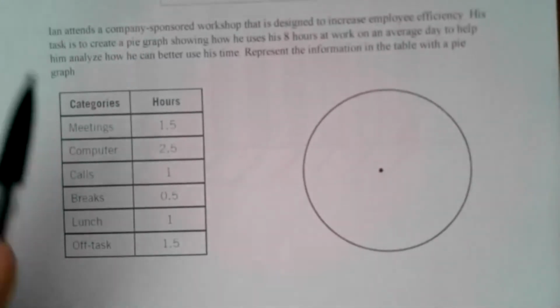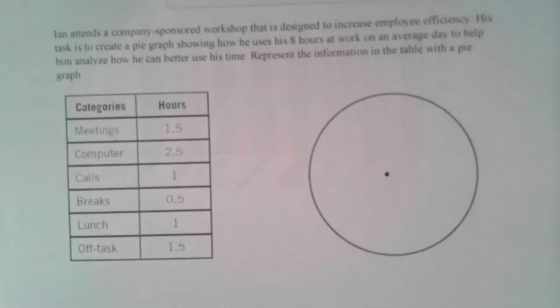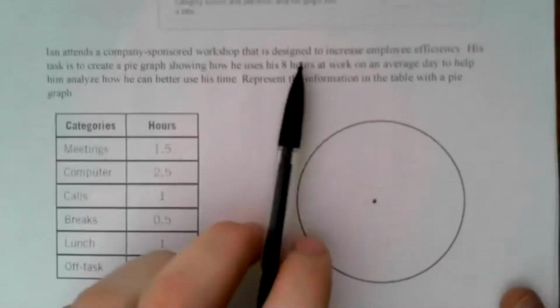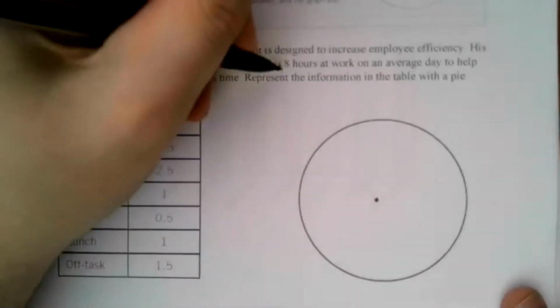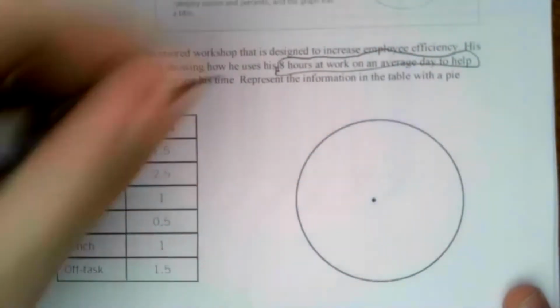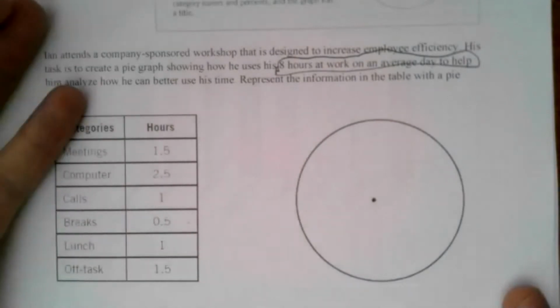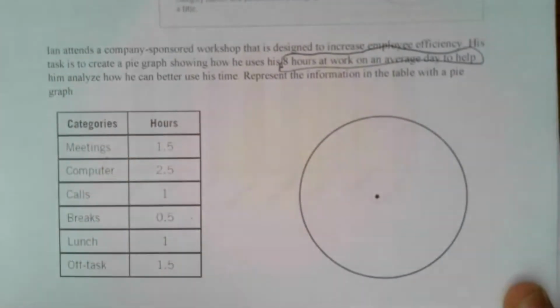So we're given this table, right? And we're given how many hours he works in each category. And we know that his total amount of hours worked is 8 hours, right? Because that's his work day. Okay. So what I'm going to do is divide every one of these by 8 to find out what percent of the time he spends on each category.